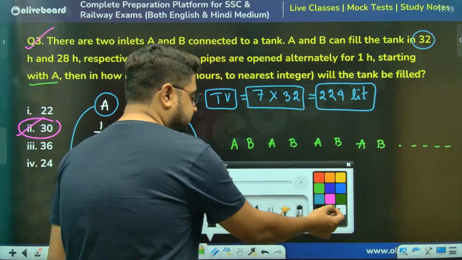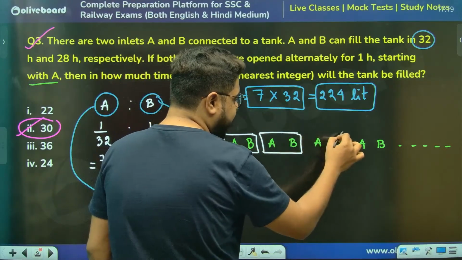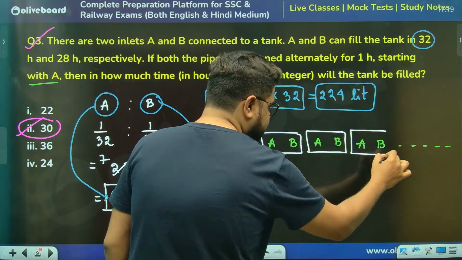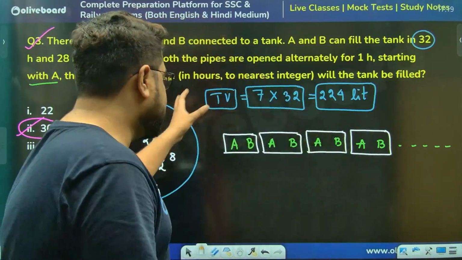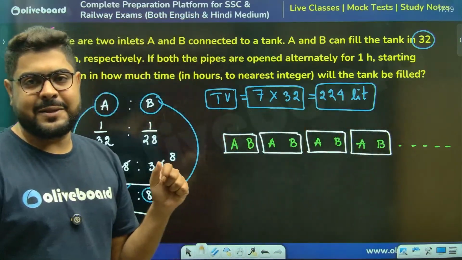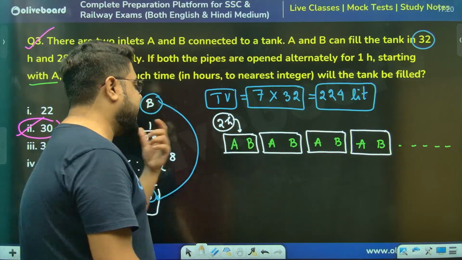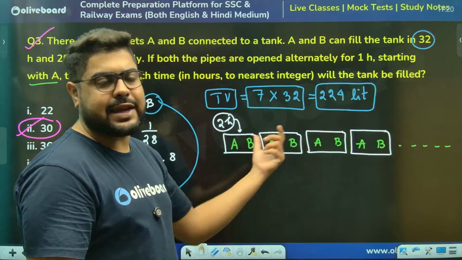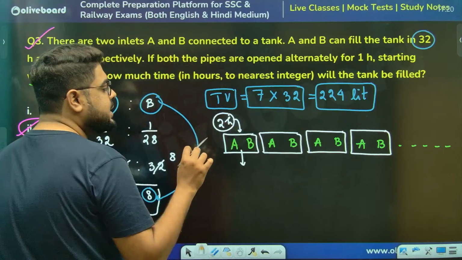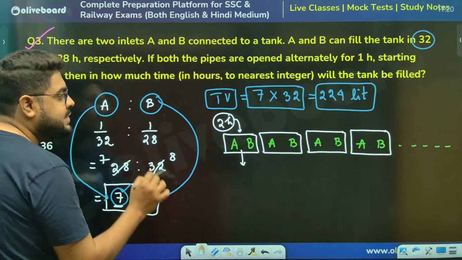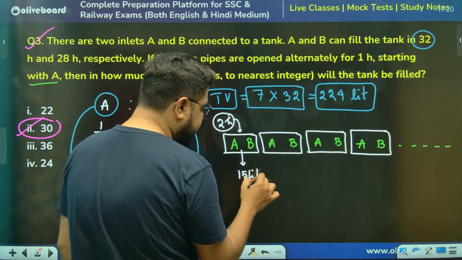Whenever you see this situation, you need to form packets, in the format A, B, such that the total efficiency of each packet is equal. Each packet is of 2 hours. Out of that, 1 hour A is filling, and the second hour B is filling. How much water gets filled in these 2 hours in every packet? A fills 7 liters, B fills 8 liters. So A and B both will fill 7 plus 8, 15 liters.